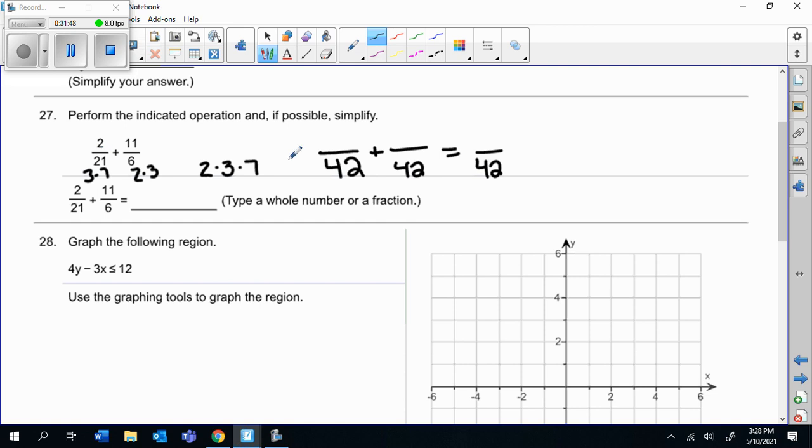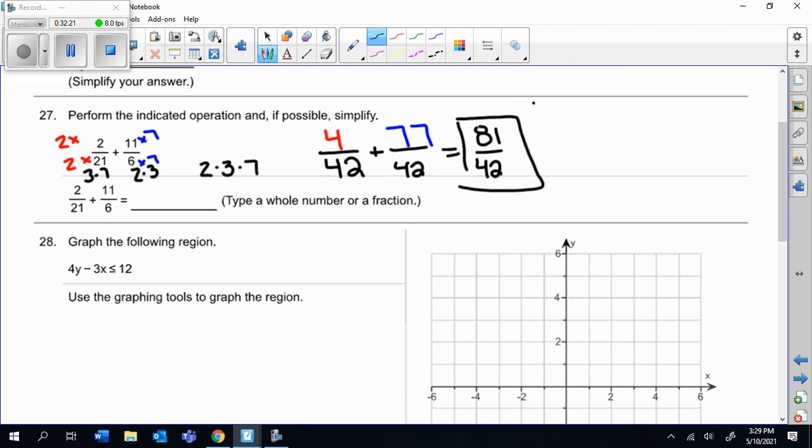In order to go from 21 to 42, you need to multiply both the numerator and the denominator by 2. So 2 times 2 is 4. To go from 6 to 42, we need to multiply by 7. So I need to multiply the top by 7 so as to not change that value. So 4 plus 77 is 81 over 42.